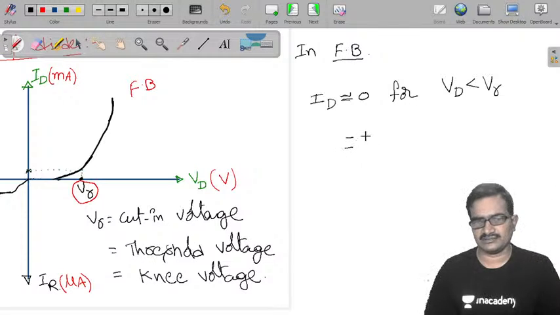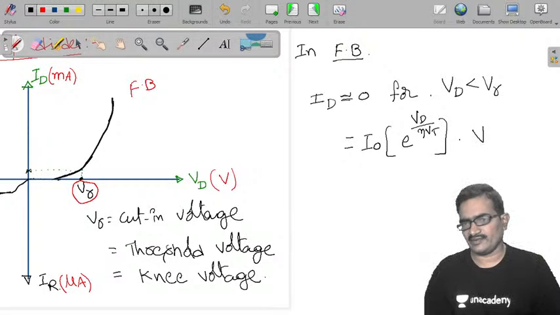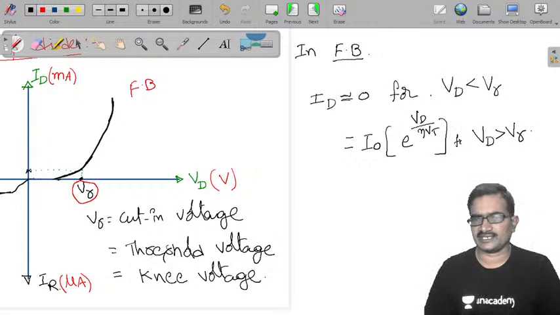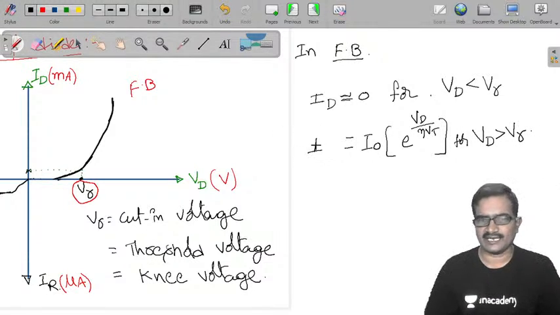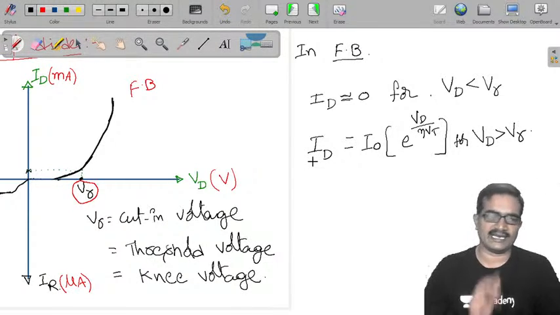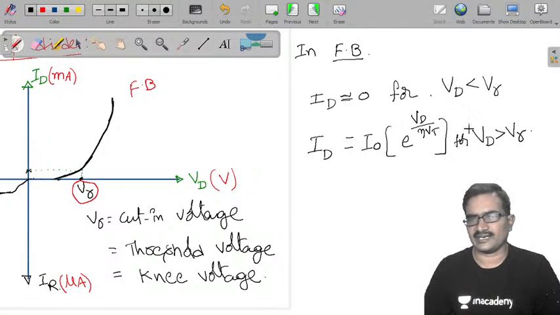which is equal to I naught times e power Vd by eta Vt. This is the case if applied voltage Vd is greater than V gamma. That is the diode current equation. The current ID is of the order of milliamps. Sorry, here it is minus 1. This is the approximate value. Exact value is minus 1.